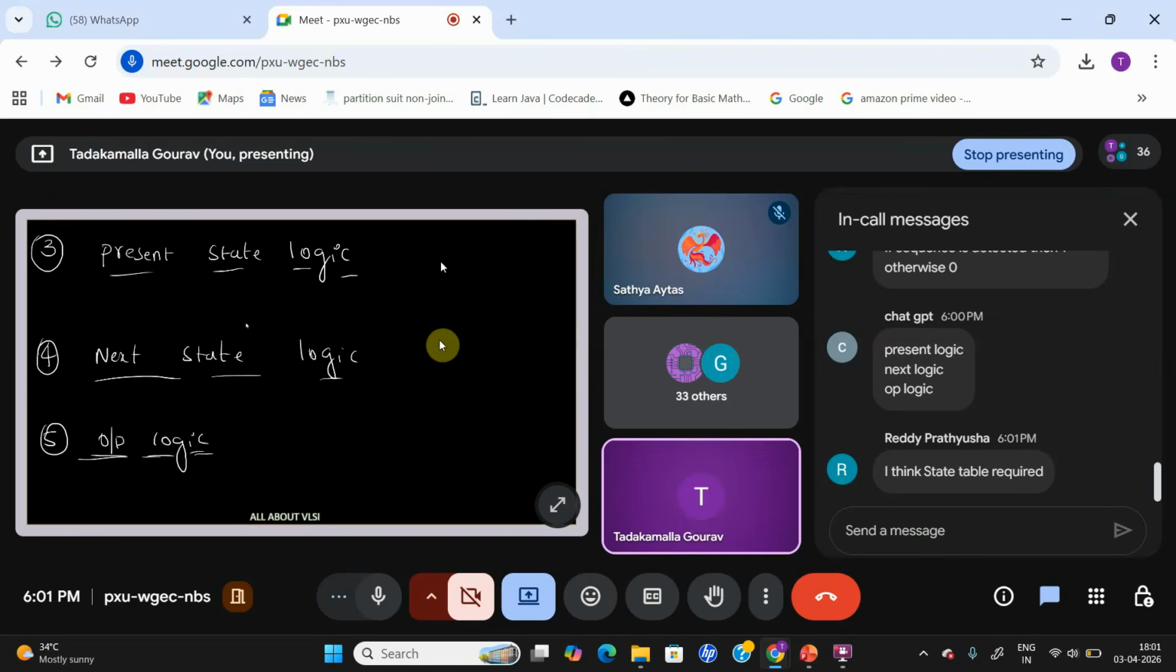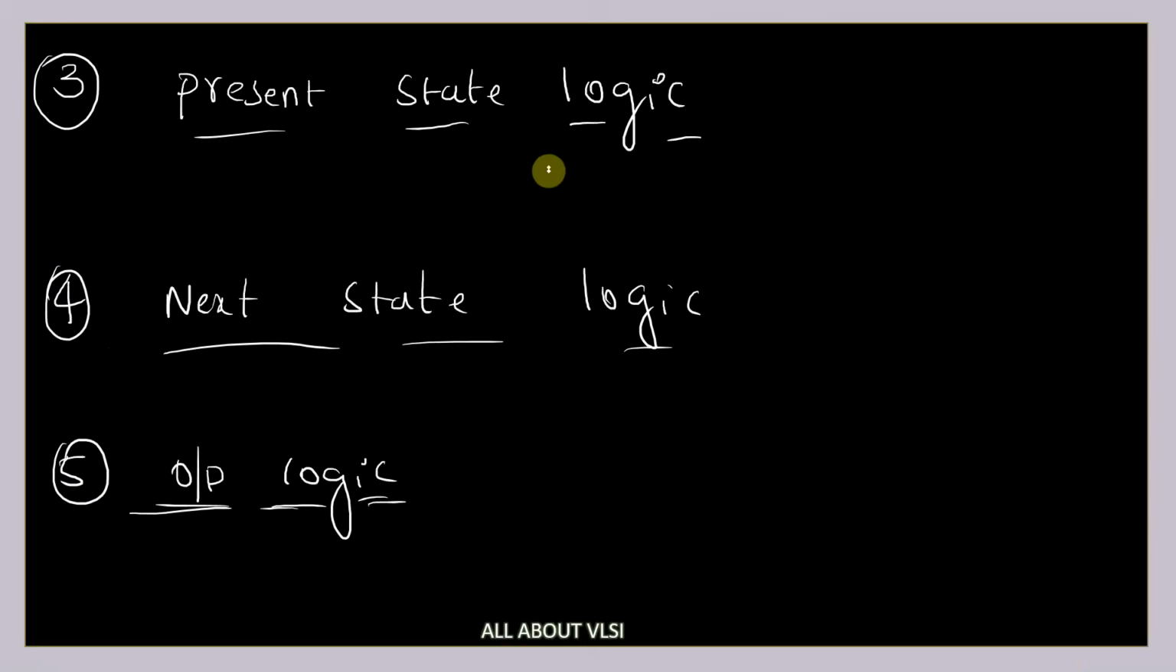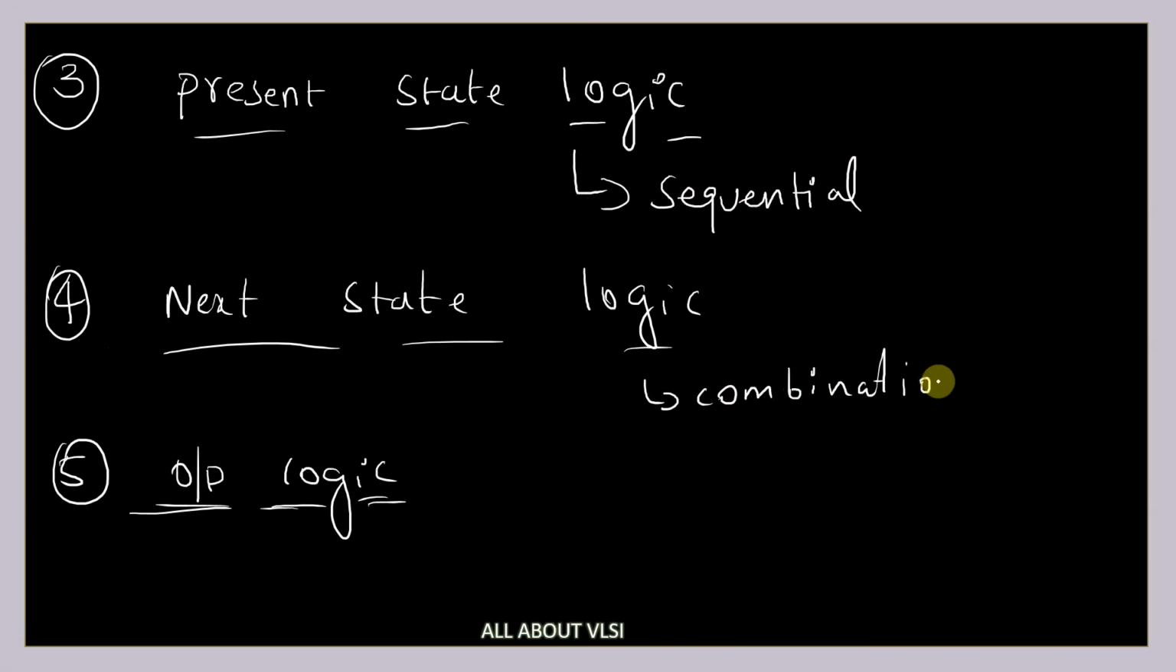Now, I'm coming to that particular point. The next question is: what is the present state logic? Is it sequential or is it combinational? Generally, present state logic will be sequential, and next state logic will be combinational, and output logic will be combinational itself. And if you want to have synchronization, you can make it sequential. We'll come back to output logic.